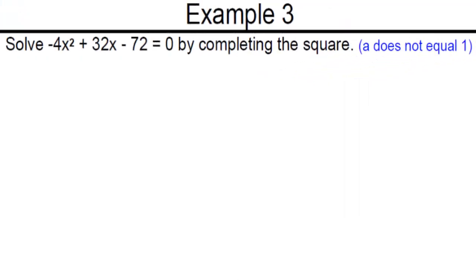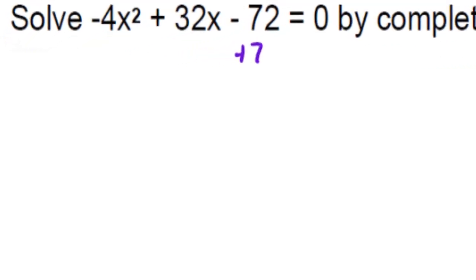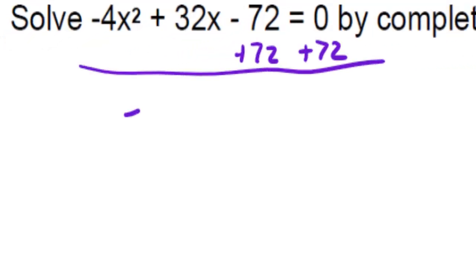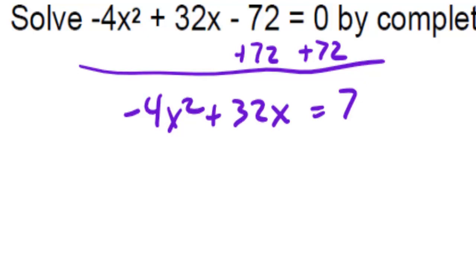Okay, for example 3, they want us to solve by completing the square again, but notice that a here does not equal 1. And a has to be, or your leading coefficient has to be, a positive 1. The first thing you're going to do is still get rid of the 72. So we're going to add 72 to both sides of the problem. Bring down the simplified problem. So negative 4x squared plus 32x is equal to 72.